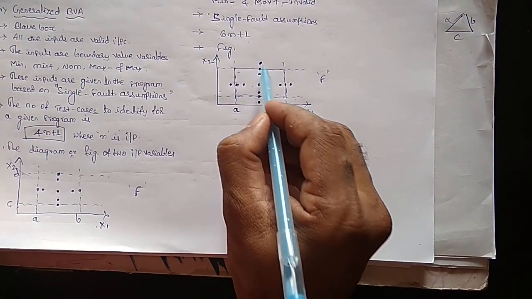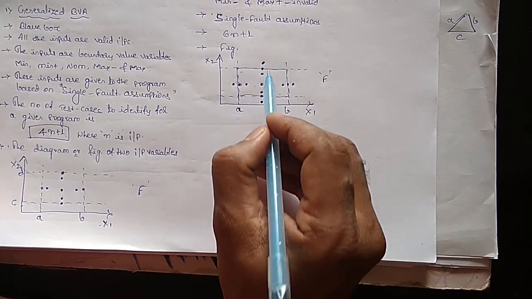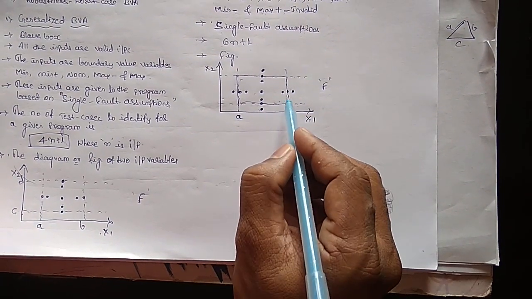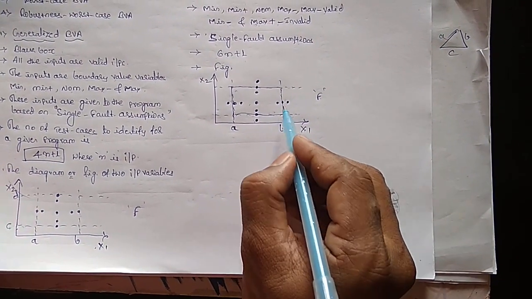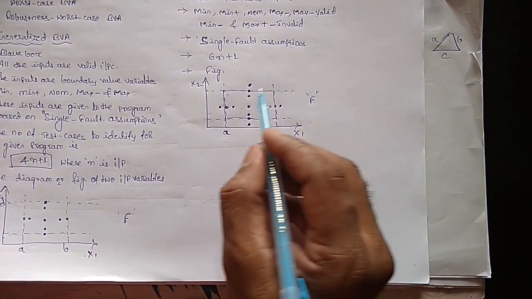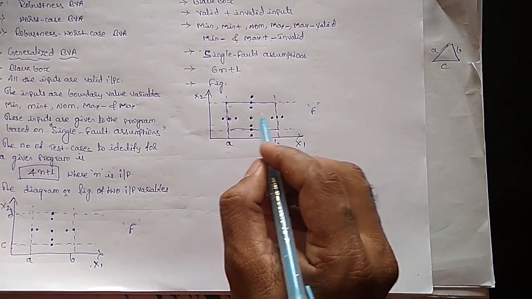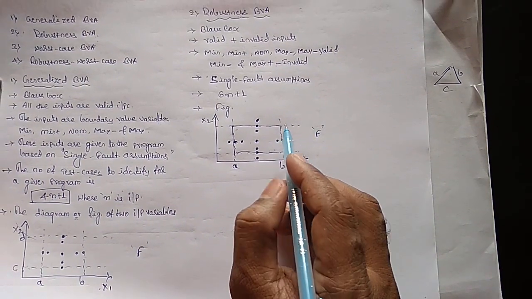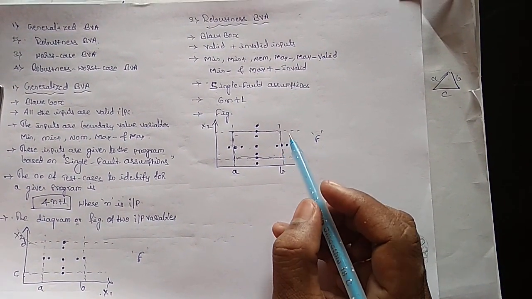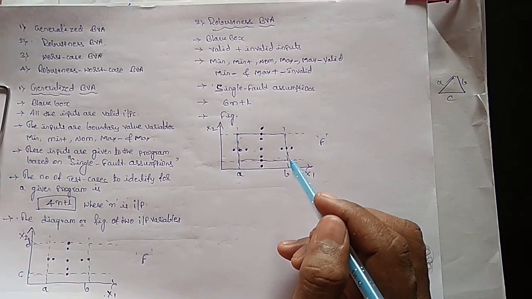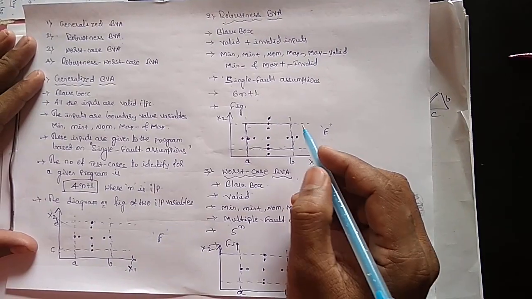So these points are there. You can see these are all minimum minus and maximum plus values. These values are outside the range, so they are not included within the given range. Therefore, we call these input variables invalid input variables. This is about the robustness boundary value technique.